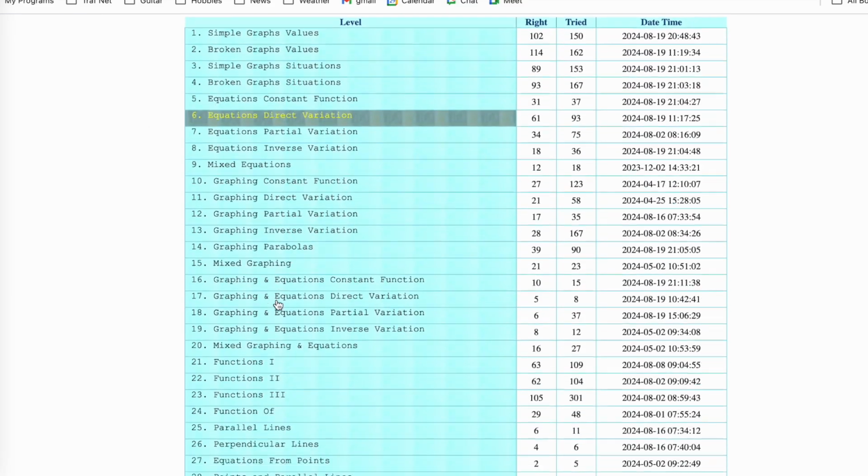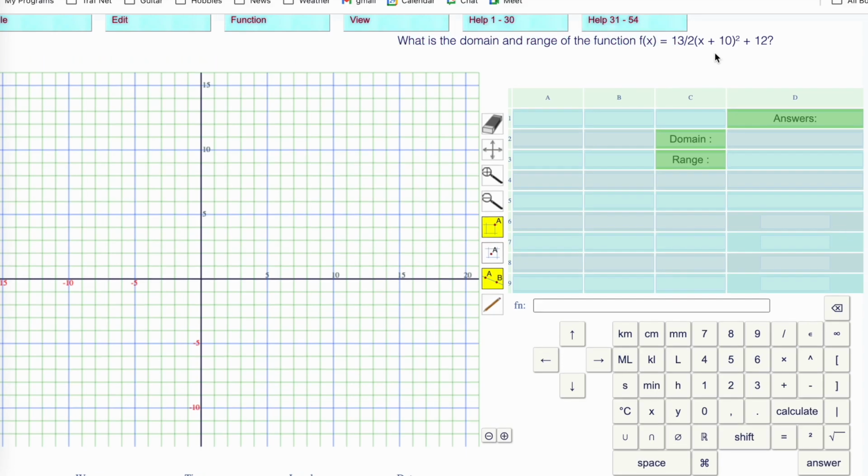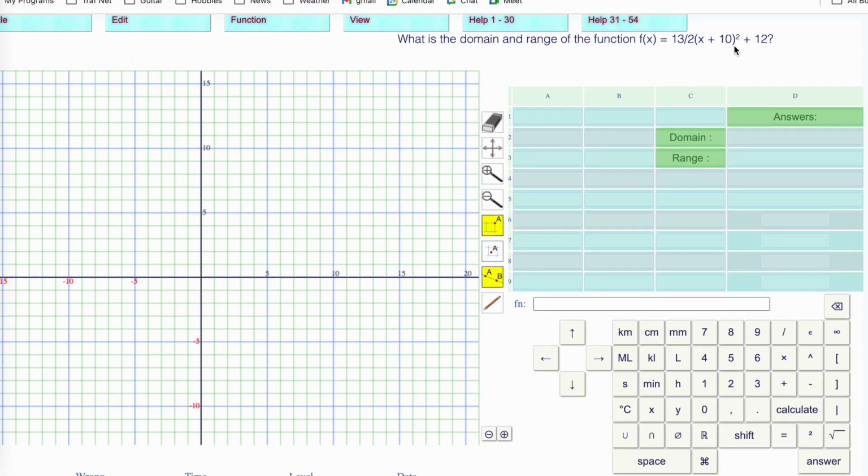Let's look at parabolas for domain and range. What's the domain and range of the function f of x is equal to 13 over 2 times x plus 10 squared plus 12? We want to find the vertex and then decide whether it's opening up or down. The vertex is negative 10, 12 here. The a is positive, so it's opening up. So it's doing something that looks like this. It's just going to keep opening up forever. Let me show you what it exactly looks like, and you don't need to do this for domain and range. You just have to decide whether it's opening up or down.